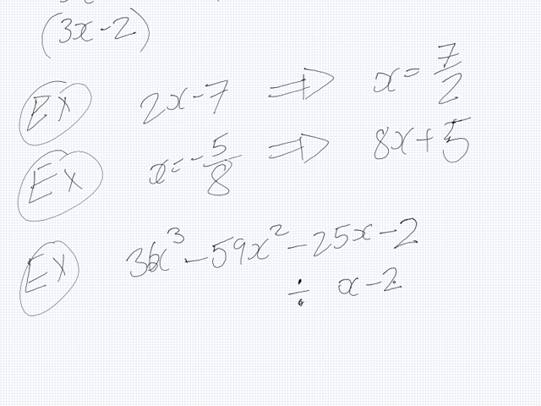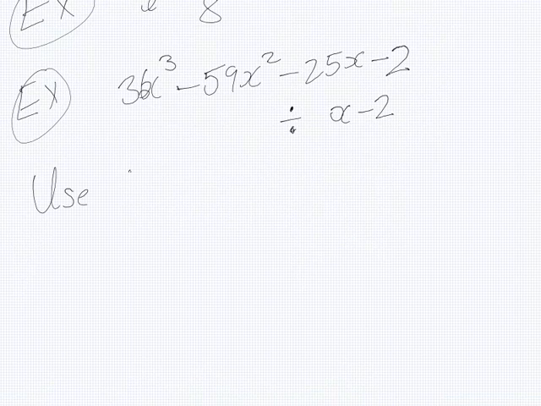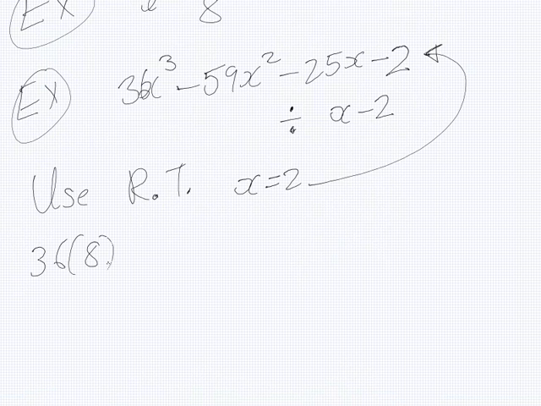So let's use that. Is there a mistake here? Yeah. So let's try it. Let's use the remainder theorem. What should we use for x? X equals 2. So we'll put that in and let's see what we get. We get 36 times 8 minus 59 times 4 minus 25 times 2 minus 2.